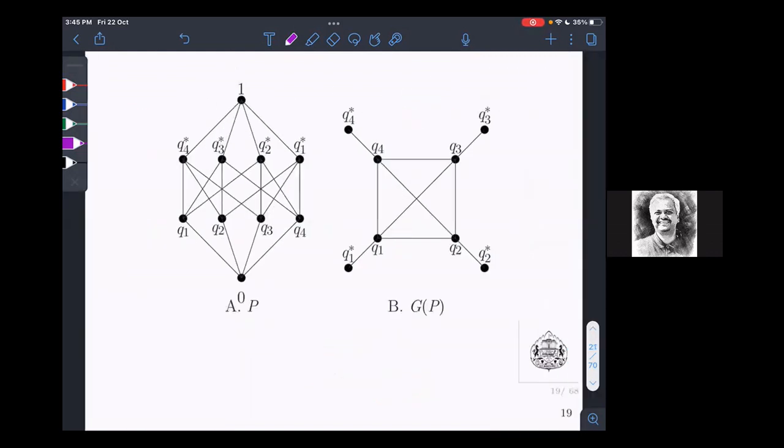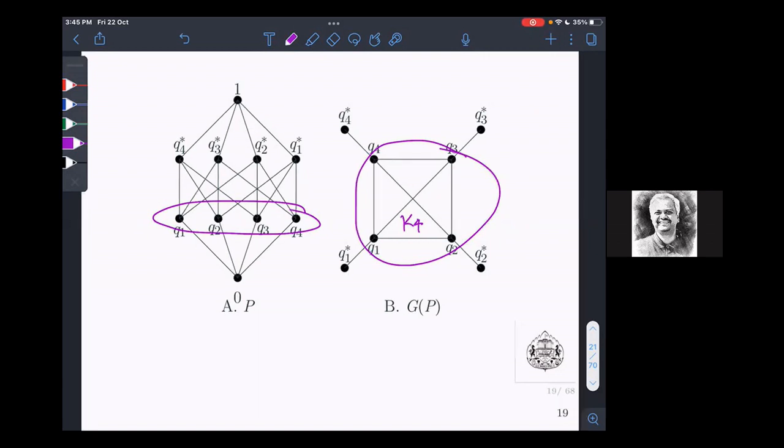If I look at the next picture again, here also you have 4 colors. Here you have K4. Can you see it now? Here again you have K4. Irrespective of that, this is a poset. Keep in mind, this is not a lattice.